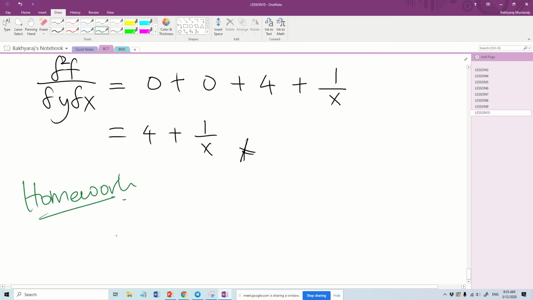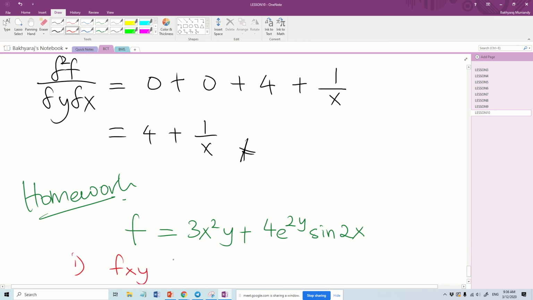Okay, function f equal, let's say I give you 3x square y plus 4 exponent to 2y. Here I give you sine 2x. Okay, so get the answer for fxy. Okay, and number 2, fyx. Okay, this is the homework, right?